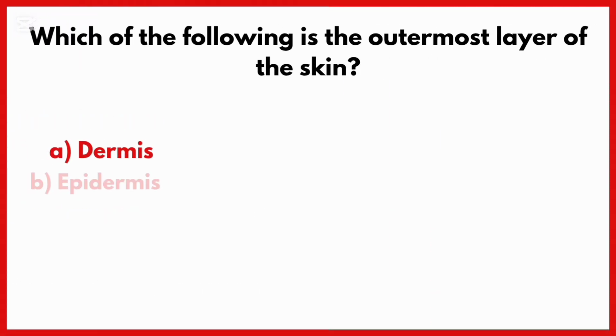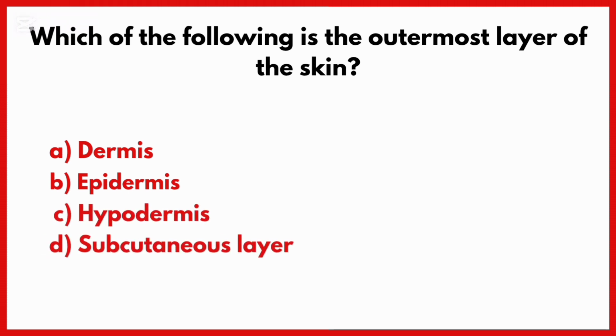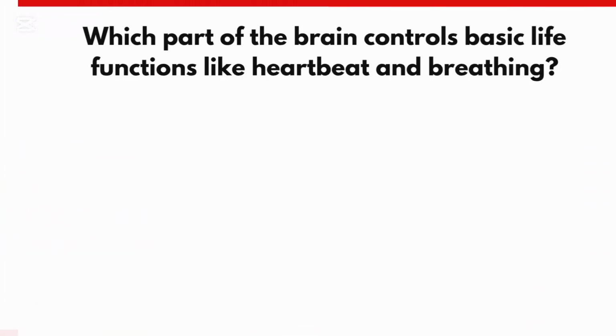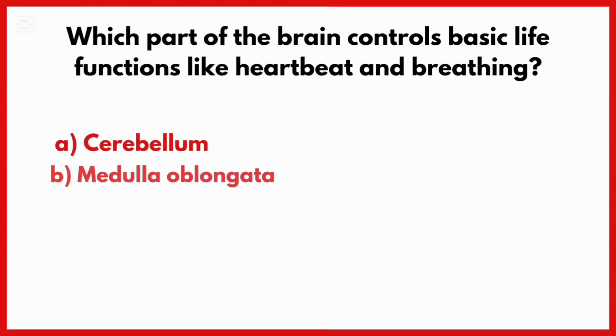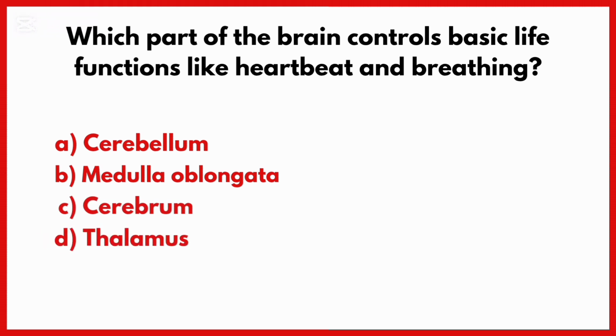Which of the following is the outermost layer of the skin? Correct answer is option B, epidermis. Which part of the brain controls basic life functions like heartbeat and breathing? Correct answer is option B.